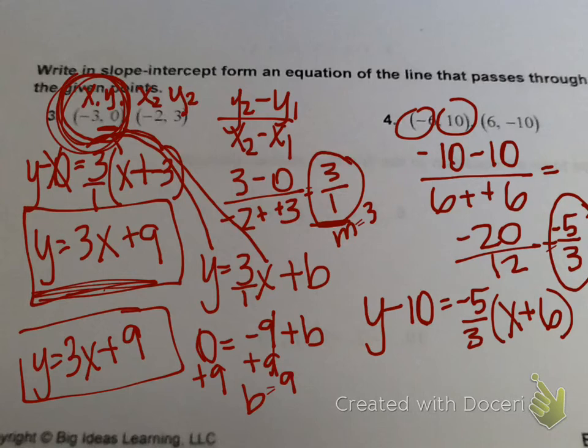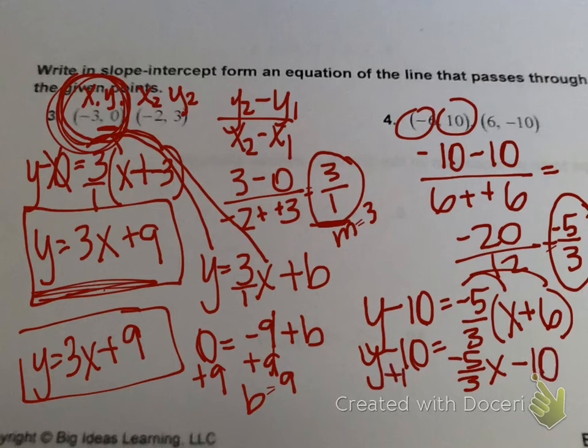And now, to solve this, I would multiply this out. So y minus 10 equals negative 5/3 x minus negative 5 times 6 is negative 30, divided by 3 is negative 10. Add 10 to make it just say y equals. So y equals negative 5/3 x plus 0, or just y equals negative 5/3 x.